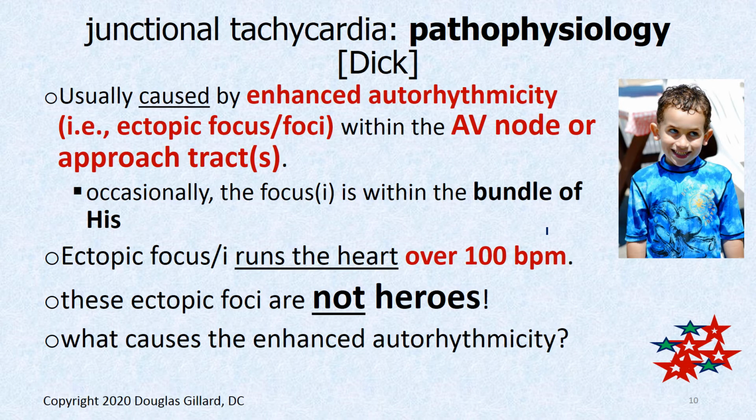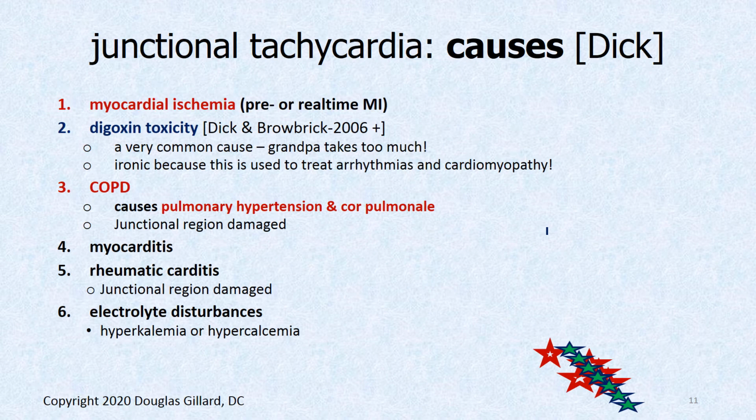We talked about how junctional rhythms can be heroes or zeros. If the SA node fails, you might get an escape rhythm running probably 50 beats per minute or so. But these are not. These are mischievous ectopic foci within usually the AV node or the approach tracks. Could be in the bundle of His. But they just run really, really fast, and the SA node has no chance to beat them. So they're not heroes, they're zeros.